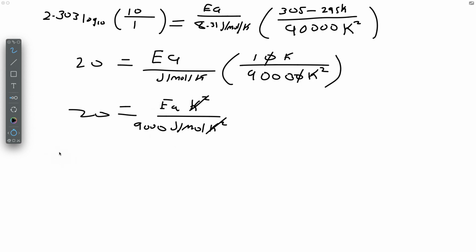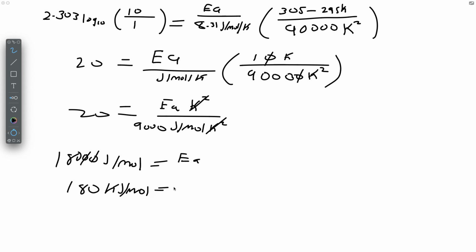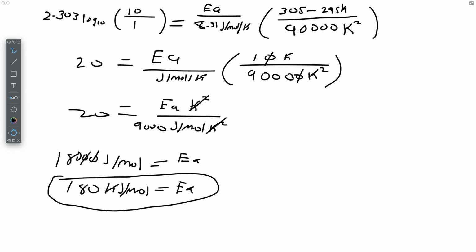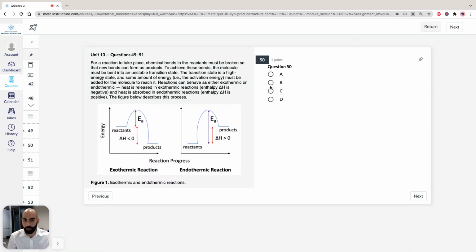We move it across, it's going to be 18,000 joule per mole equals our activation energy. So therefore, if we divide it by 1,000 to make it kilojoules, it's about 180 kilojoules per mole. So this is why I was being very pedantic about the units. It's represented in your answer in question 50 as either kilojoules or joules, but technically speaking, the activation energy is in kilojoules per mole.